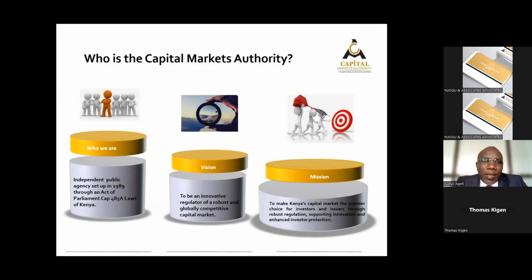So CMA essentially is the regulator of capital markets, just like the Central Bank of Kenya is the regulator of commercial banks. Interestingly, we have far more players within capital markets than within the banking sector. The banking sector has around 47 banks. Yeah. So for CMA, we have a clear mission.